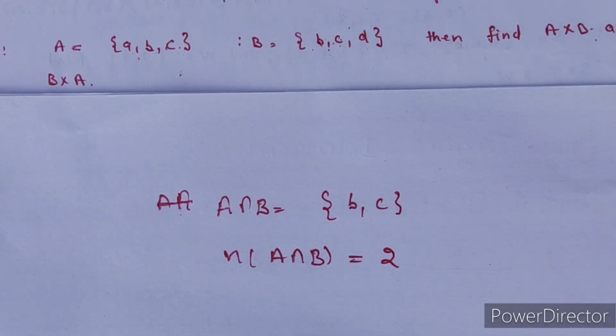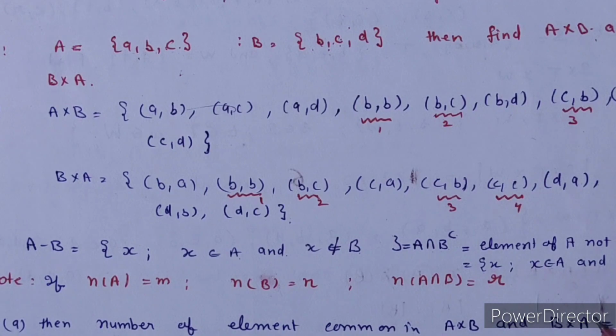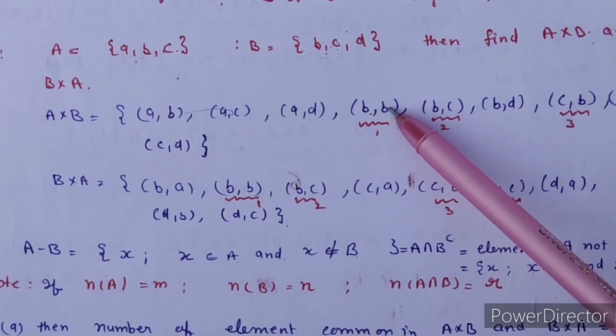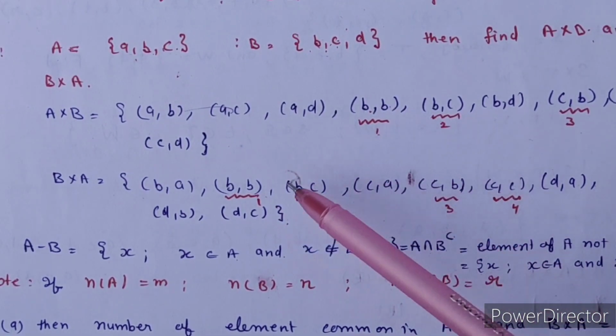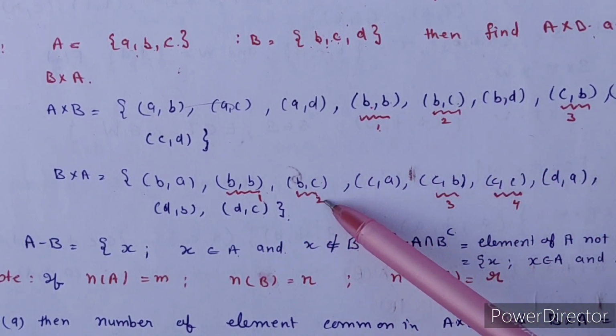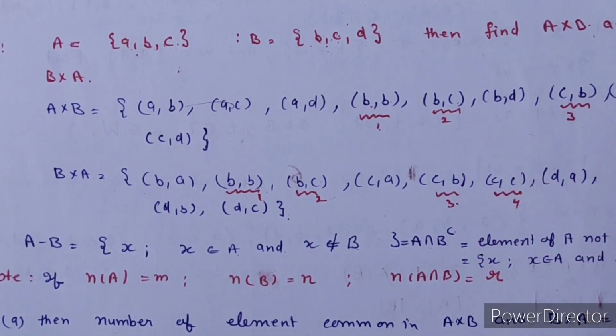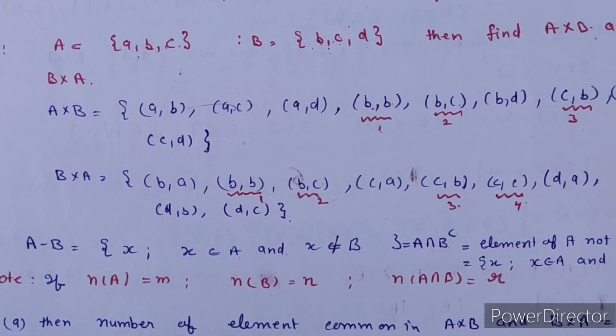Now check how many elements are common in A cross B and B cross A. Let us check. BB, here is BB. I wrote here 1, wrote here 1. BC, this is BC, second element. CB, third element. And CC, fourth element.